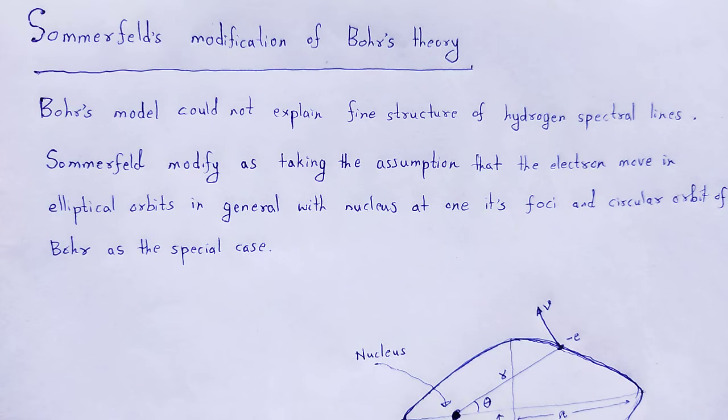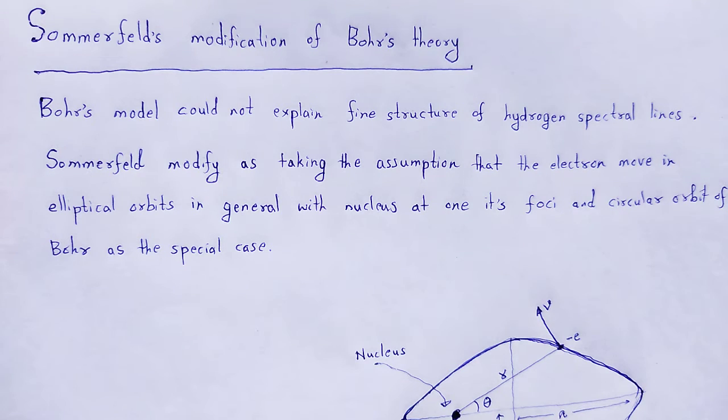There are so many limitations of Bohr's model of an atom. One such limitation was that Bohr's model of the hydrogen atom can't explain the fine structure of the hydrogen atom. Fine structure means we notice so many spectral series: Lyman, Balmer, Paschen, Brackett, Pfund. These are the spectral series in the case of a hydrogen atom.